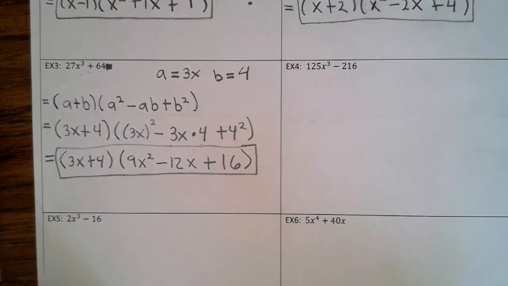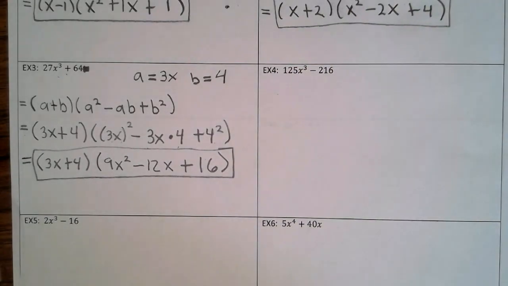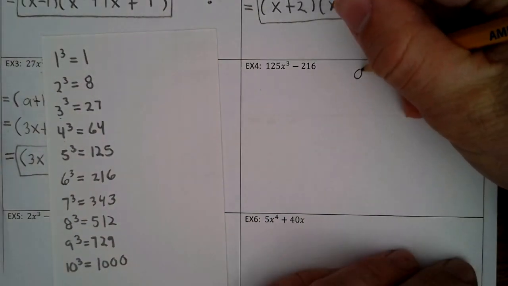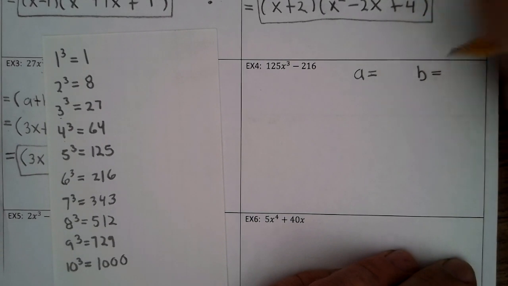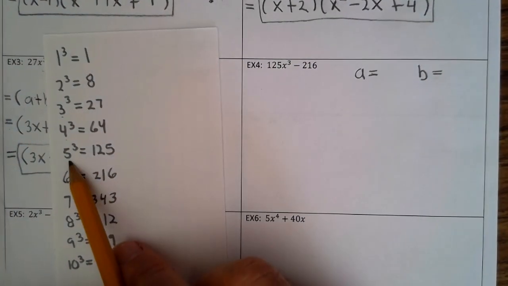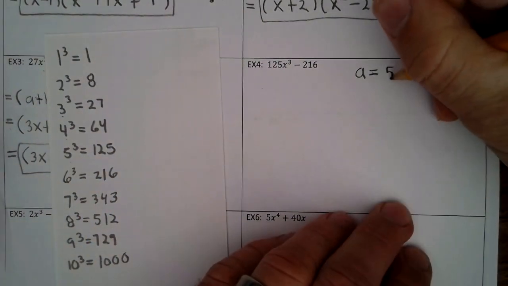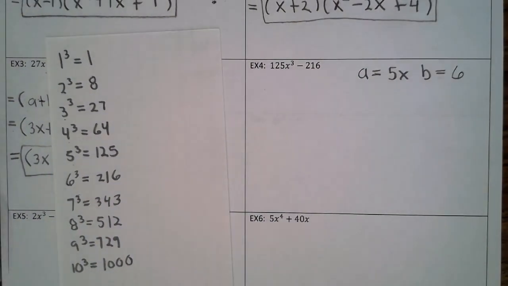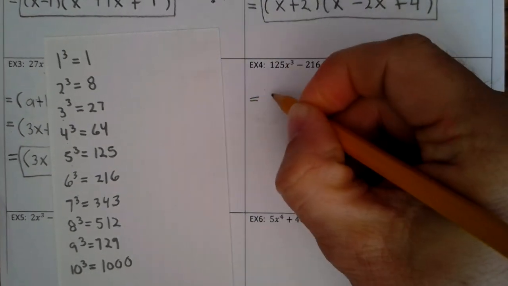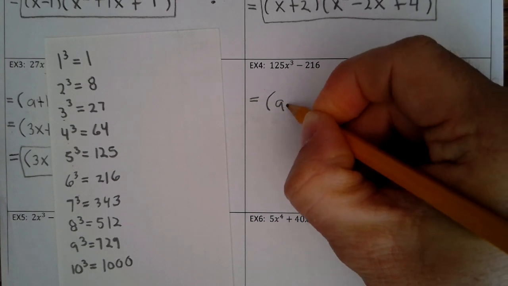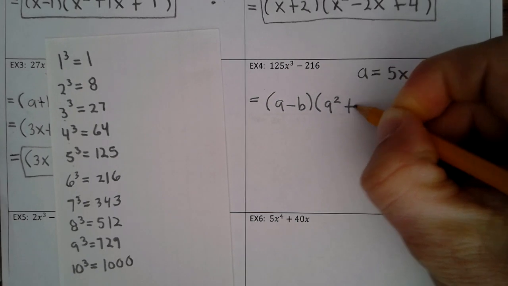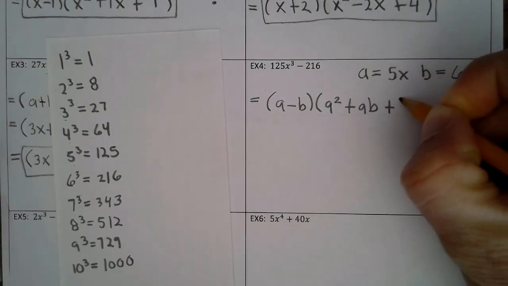Okay, example 4. So again, we use this sheet right here to help us find a and b. So it looks like 125, so a is 5x, and then b is 6. Now, this is the difference of cubes, so our form is a minus b times a squared plus ab plus b squared.